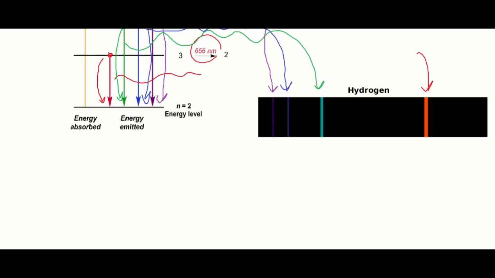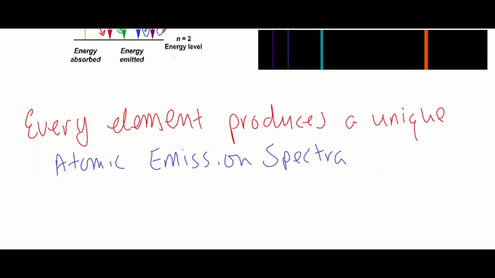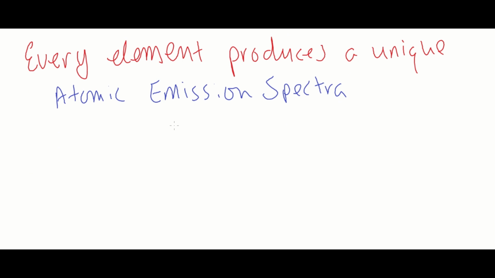So one very important thing to know from this is to understand that every element produces a unique atomic emission spectra. You can say it's like the element's fingerprint. And scientists are able to use this information to identify unknown substances by matching them up with spectra lines of known elements. And this has to do with the unique combinations of electrons and protons in each element or ion.